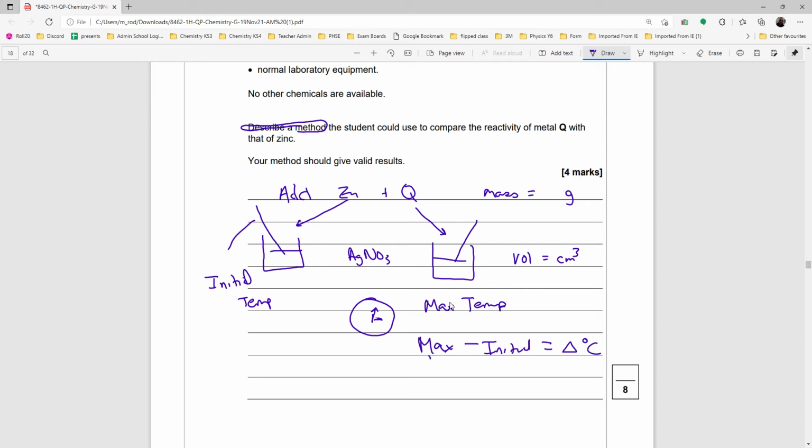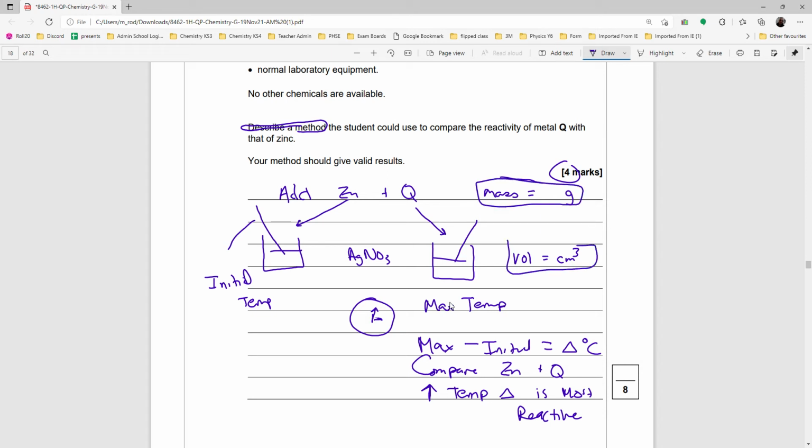Once you've got that, you're going to compare them, zinc and Q, the temperature change, and you're going to say that the one that has the highest temperature change, or the most temperature change, is going to be most reactive. So it's worth 4 marks, and you need to make sure that you put in the variables you're keeping constant, a step-by-step and a comparison at the end, as well as what you actually are going to say after the comparison about which one is the most reactive.